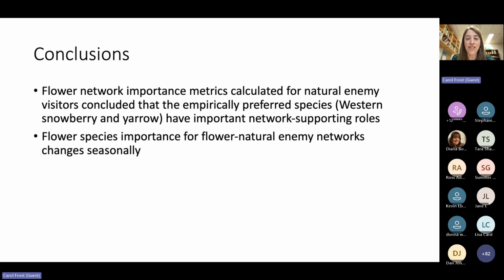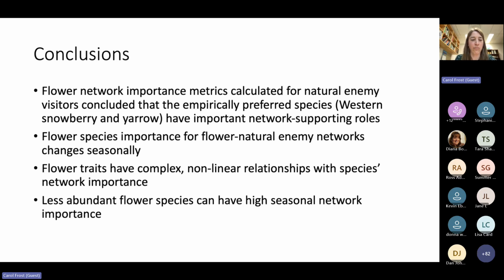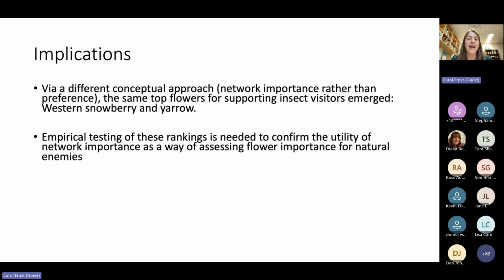Flower species importance for flower natural enemy networks changed seasonally, and flower traits had complex nonlinear relationships with species network importance. Importantly, less abundant flower species can have high seasonal network importance. So what are the implications? I think a cool one from this is that via a different conceptual approach, thinking about network importance rather than preference, the same top flowers for supporting insect visitors emerged, which were Western snowberry and yarrow.